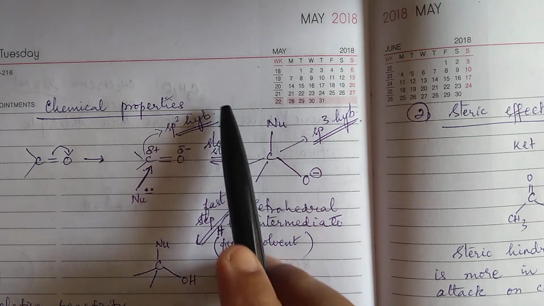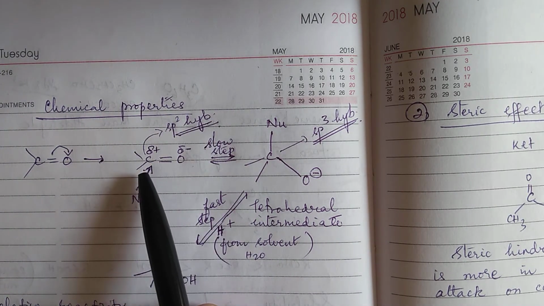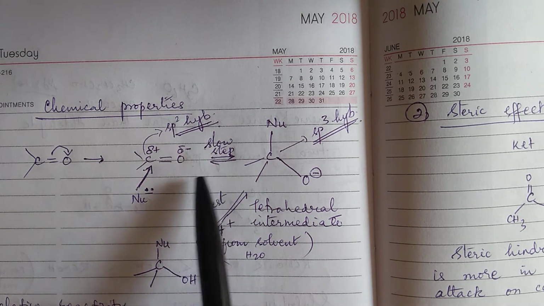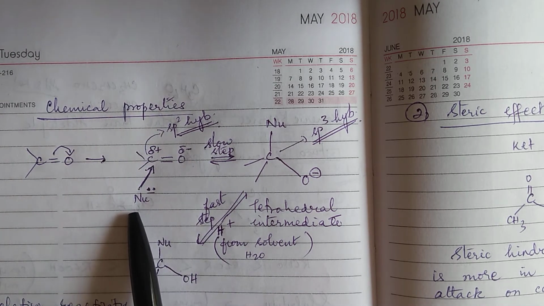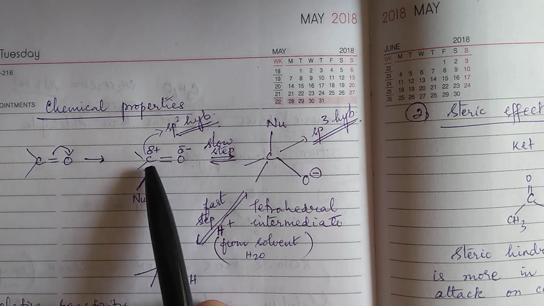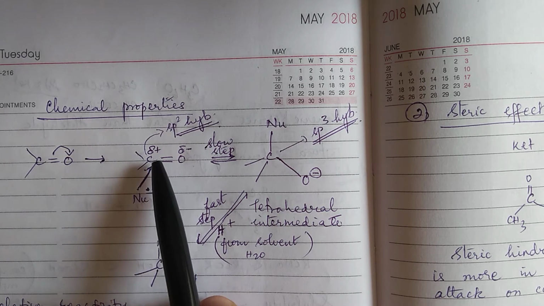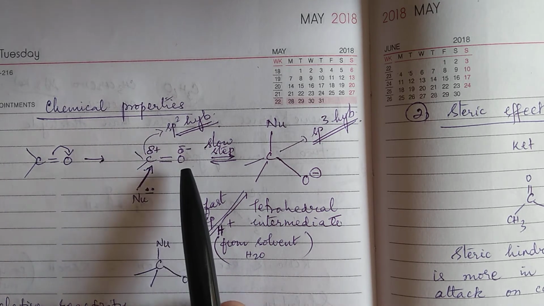Now what happens once this dipolar nature has come? This C positive will be attacked by a nucleophile. A nucleophile is a negatively charged species and it will hit the positively charged carbon. So the site of reactivity is this C as well as O.